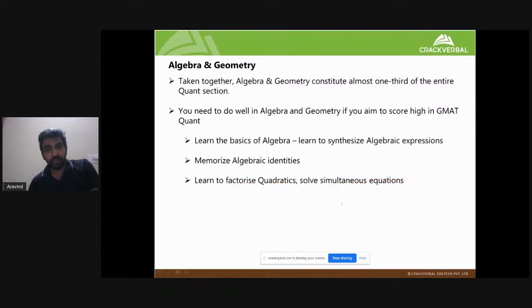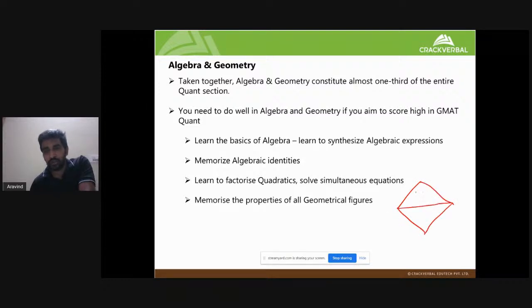Very important. And when it comes to geometry, make sure that you know the basic properties of all geometrical figures, right? You can't not know that a rhombus has diagonals of different lengths. You can't not know that the diagonals of a rhombus are perpendicular bisectors of each other. You can't not know that the diagonals of a rhombus are angular bisectors of the vertex angles. You need to know some of these basic properties by memory, right? There's no discount on that. So when you're starting off with algebra and geometry, please do some of these things.